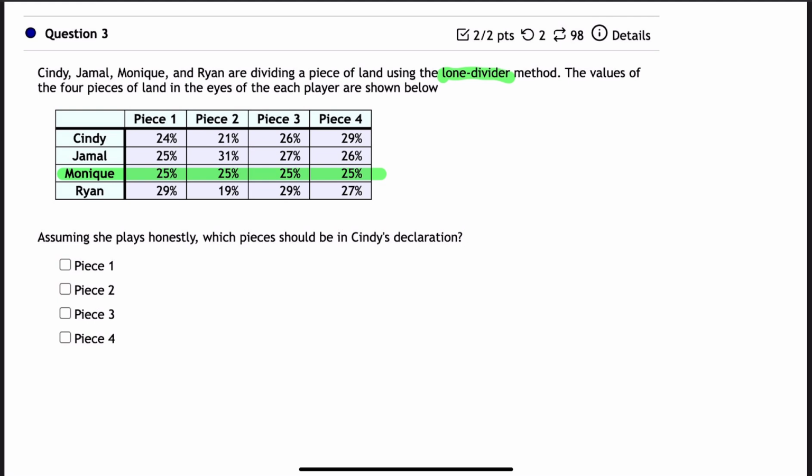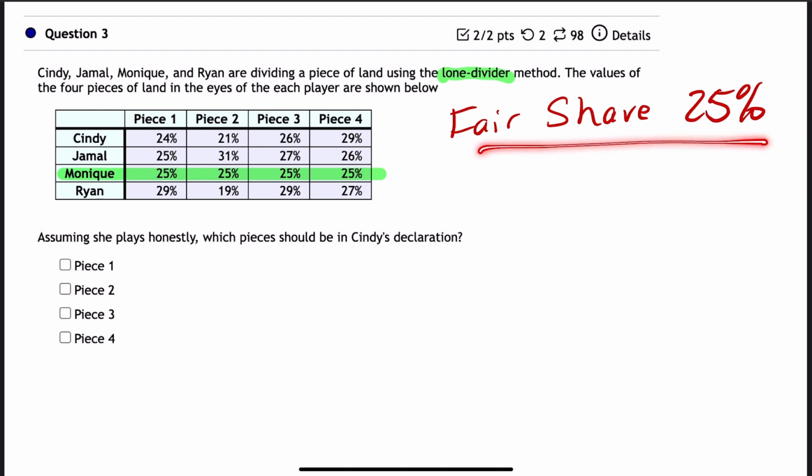Now, in order to make sure everyone gets their fair share, we know that fair share is going to be at 25% or higher. Think about fair shares. Fair share isn't going to always equal 25%, but it needs to be at 25% or higher. Not necessarily the highest value for each person, but at 25% or higher. And so the first thing you might want to do is look at how each person valued each piece and decide which pieces did that person value at fair share or higher.